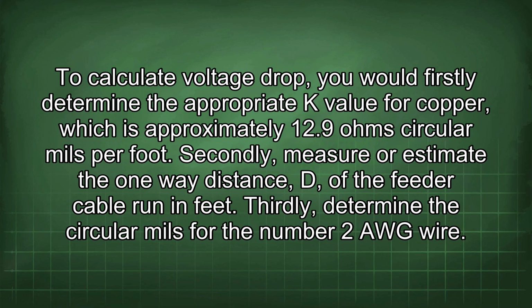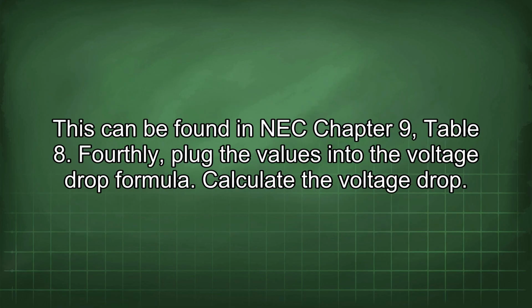To calculate voltage drop, you would firstly determine the appropriate K value for copper, which is approximately 12.9 ohm-circular mils per foot. Secondly, measure or estimate the one-way distance, D, of the feeder cable run in feet. Thirdly, determine the circular mils for the number 2 AWG wire. This can be found in NEC Chapter 9, Table 8. Fourthly, plug the values into the voltage drop formula.